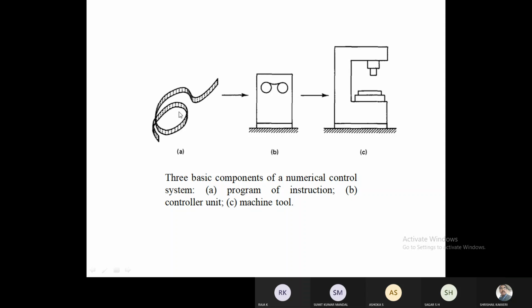These series of instructions or programs which are written, these are called the program of instructions. Those will be read by the machine control unit. What does this machine control unit do? It will be reading the programs step by step. These are called the block of informations or block of instructions. One block of instruction will be read by the system.